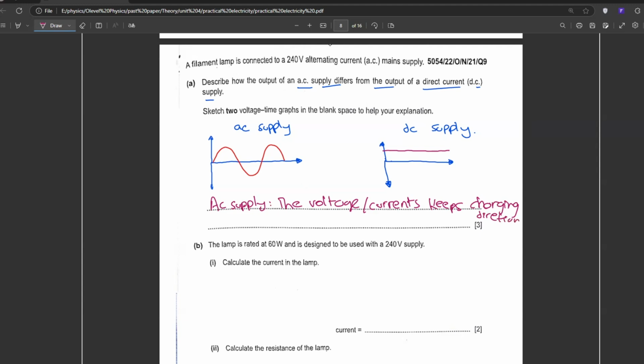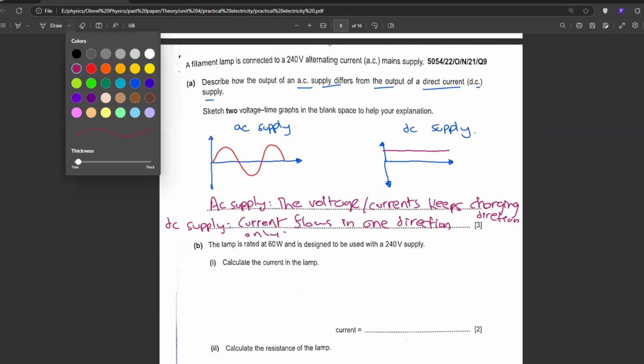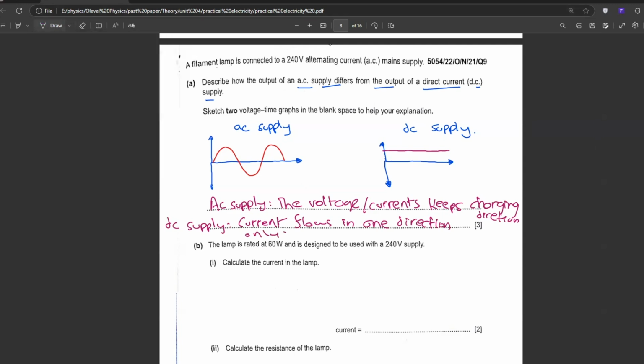However, for a DC supply, your current flows in one direction only. Current or voltage flows in one direction only. Simple logic based answer, nothing complicated here. Let's further move ahead. Let's switch to a black pen.